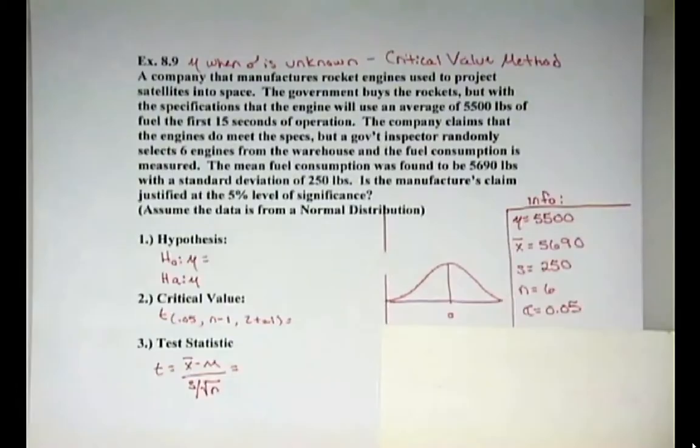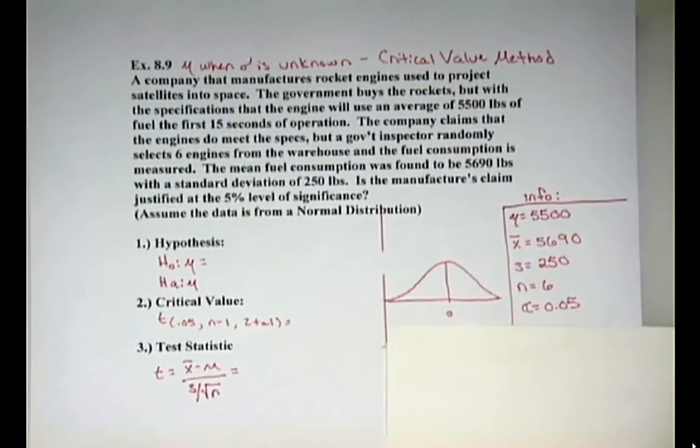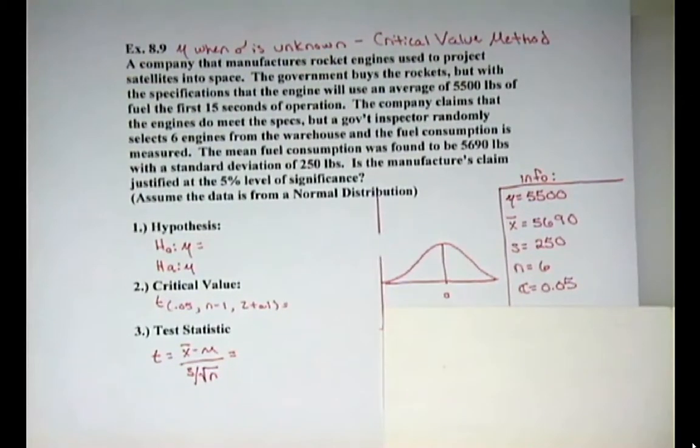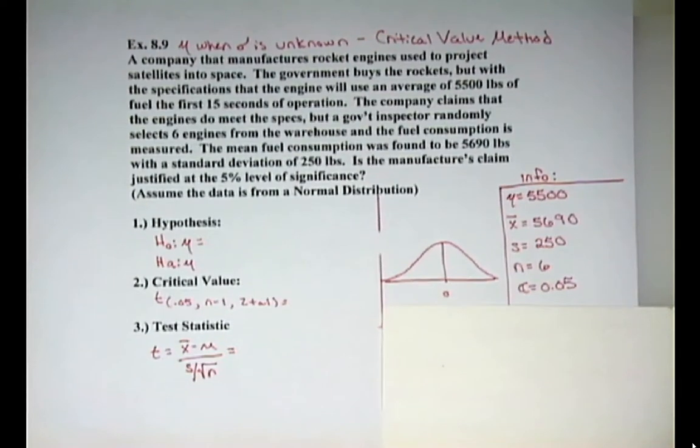So let's flip to page 99 of the notes, and I've written above on example 8.9 that this is a test for mu when sigma is unknown, and we will be doing the critical value method. You may use the p-value method, or you may use your calculator to do this example. I read through the example, and this is about rocket engines, and then I collected the information and I put it in a little box, okay? So take a moment to read through the paragraph on your own, and then join back in with me when you're ready to start the work on the problem.